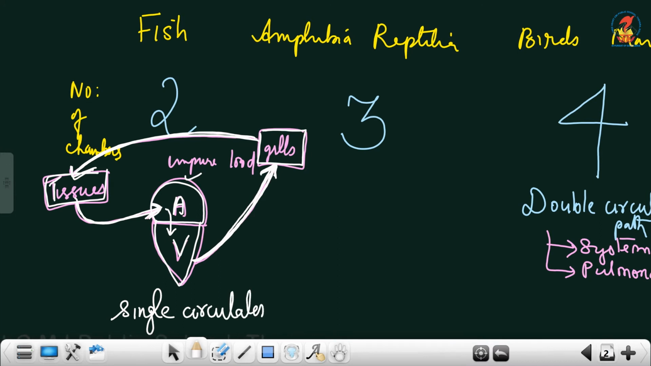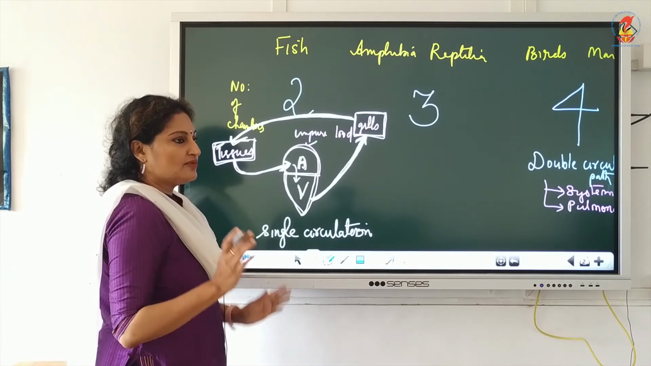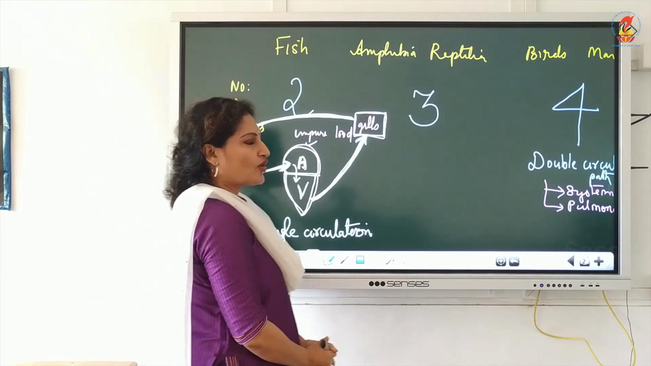So it's different from double circulation. This is the single circulation, where the blood travels only once through the heart, and here the heart is two-chambered, one atrium and below it a ventricle, and it deals only with deoxygenated or impure blood.